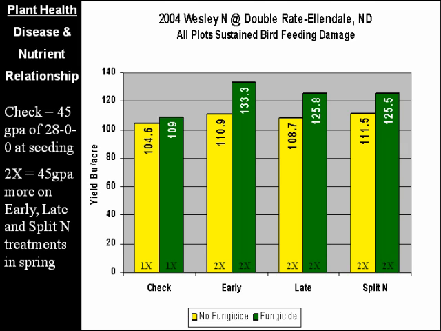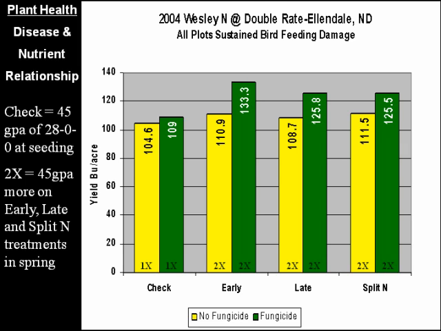One of the last things I want to mention, I'm showing this slide, and if you've been in any of the presentations over the years, you've probably seen this. This is from 2004 from Ellendale again. If you look at the first set of bars that have the 1X at the base, that nitrogen was 45 gallons, or 135 pounds, of UAN with a drill and a deep band at seeding time. And you can see that the yellow bars were no foliar fungicides and the green bars received foliar fungicide.